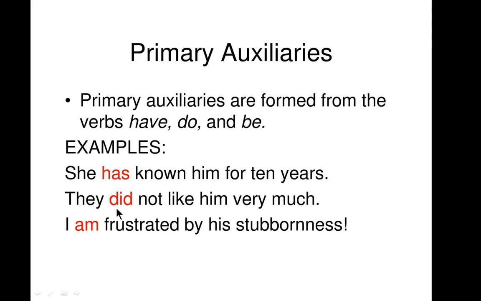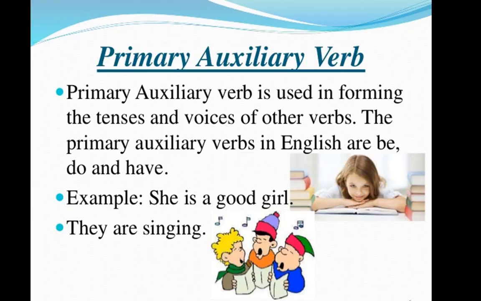So here are three examples. She has known him for 10 years. Has is the word that comes with to have, that means the to have auxiliaries. They did not like him very much. This did word comes in to do. And I am frustrated by his subordinates. These are the things of the primary auxiliaries.